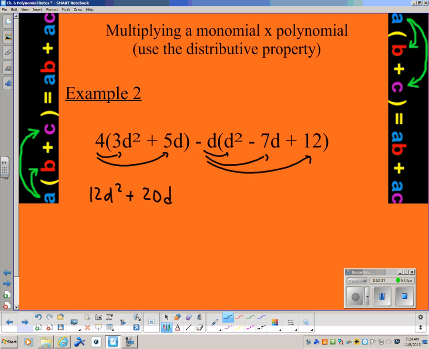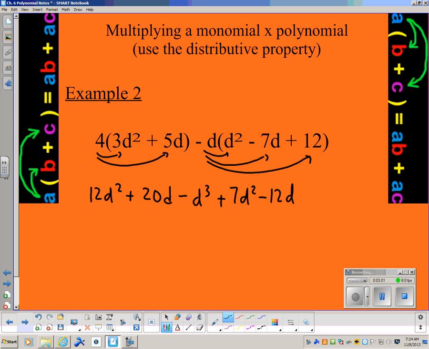And then over here, distribute that minus d through. So minus d times d squared is a minus d to the third, because you're adding the powers, d the first times d the second. 1 plus 2, there's 3. And then negative d times a minus 7d there gives me a plus. Minus times a minus is a plus. And you get 7d squared. Again, adding those powers for the d's together. And then a minus d times a positive 12 there is a minus 12d.